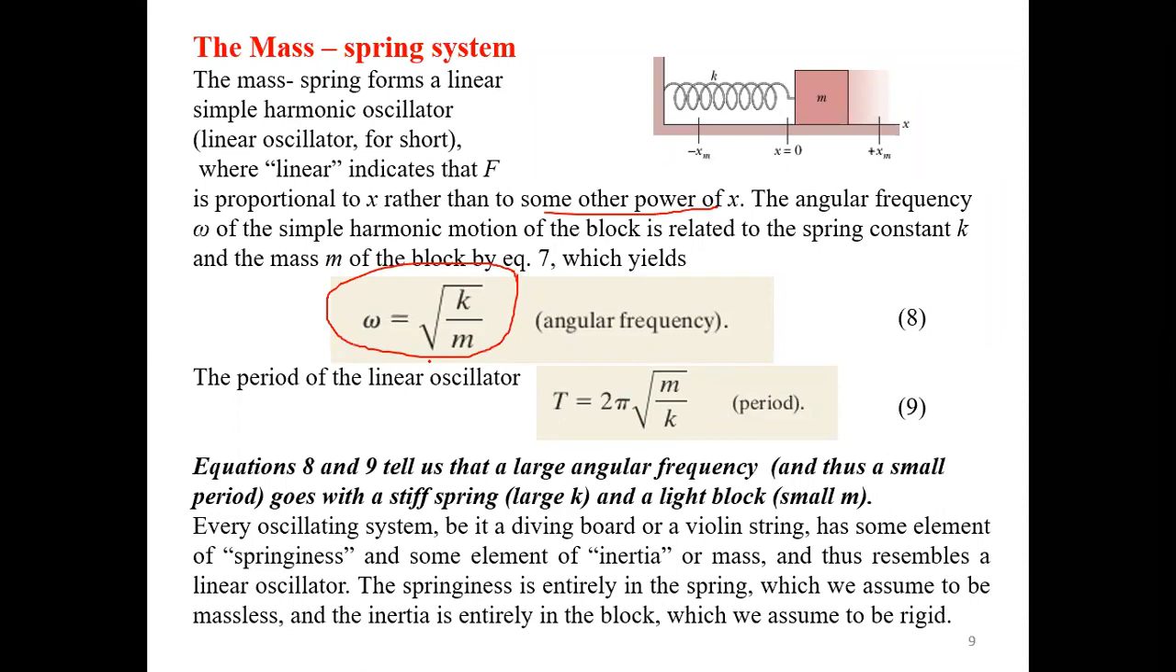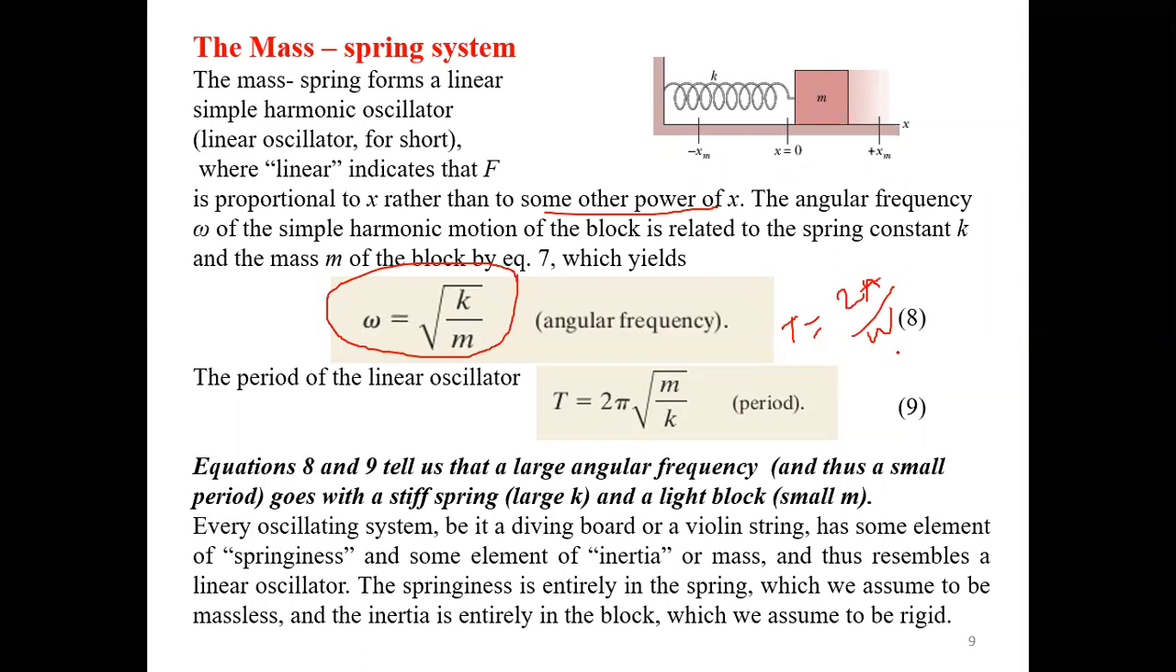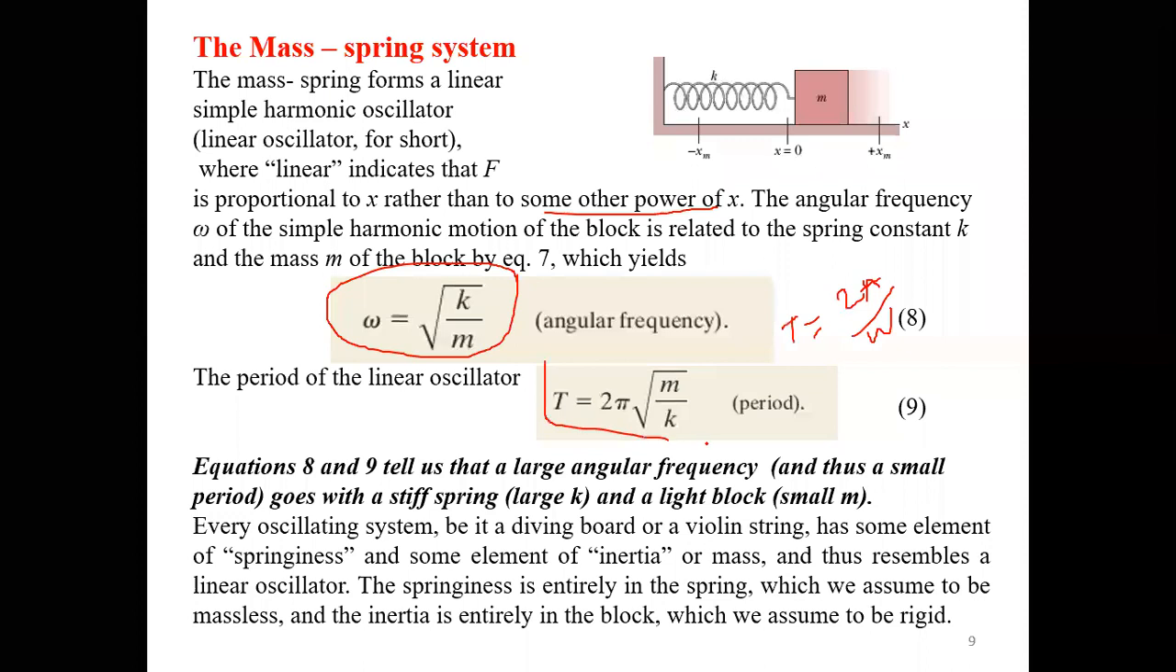So if this is the omega, you can calculate the period T. We derived this equation earlier: T equal to twice pi divided by omega. If you substitute the value of omega in the denominator, the numerator becomes the denominator and the denominator becomes the numerator. So T will be twice pi root over m by k. From here we can calculate the time period for this linear oscillator.